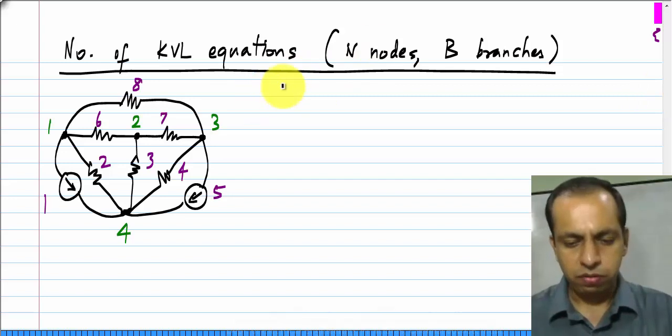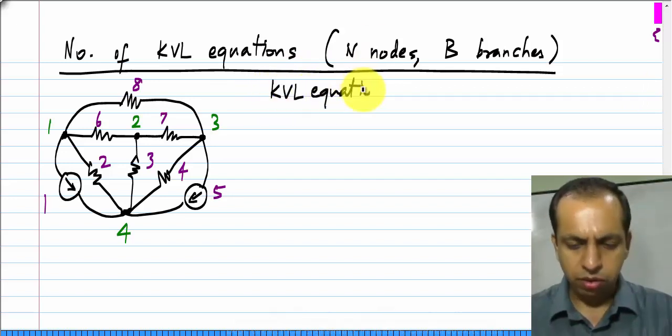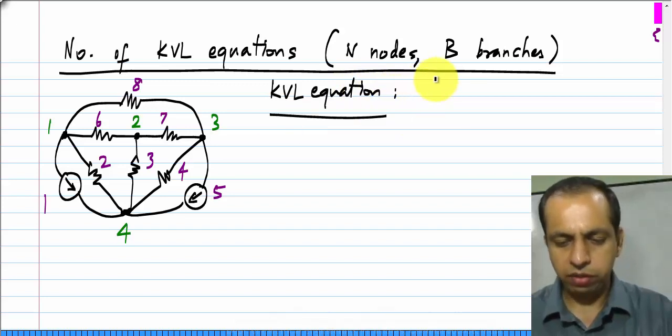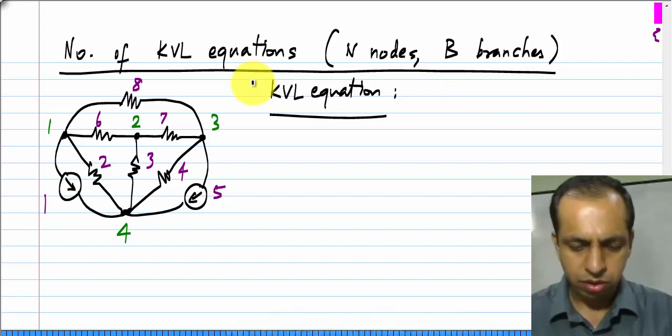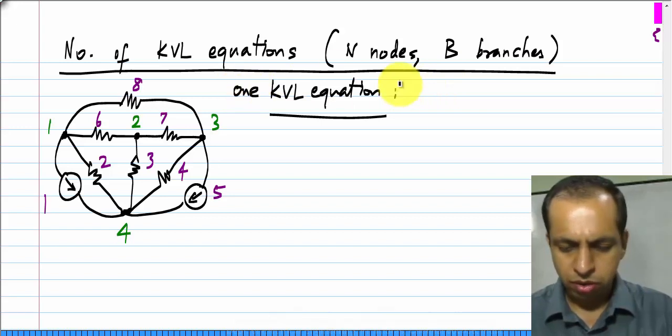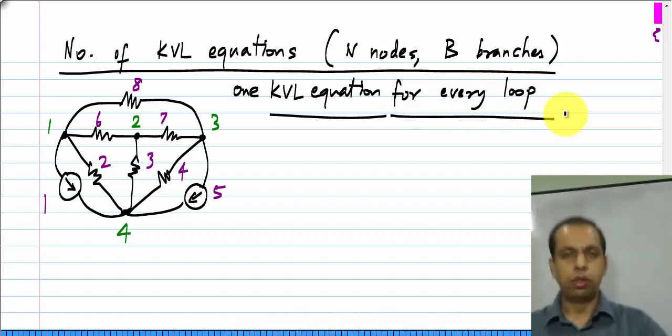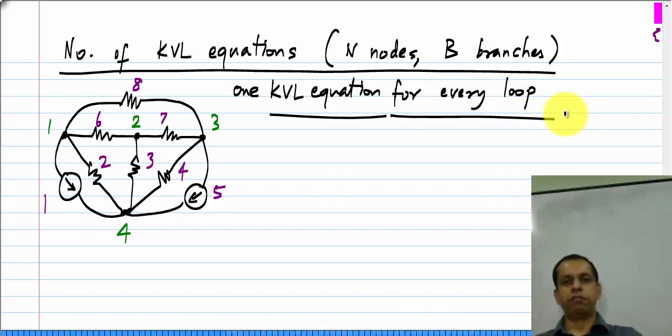First of all, we write KVL equation around loops. So, there is one KVL equation for every loop. And we have to find the number of independent loops.